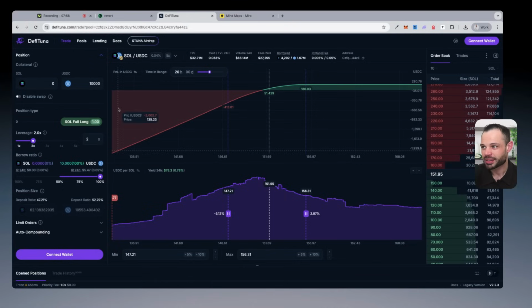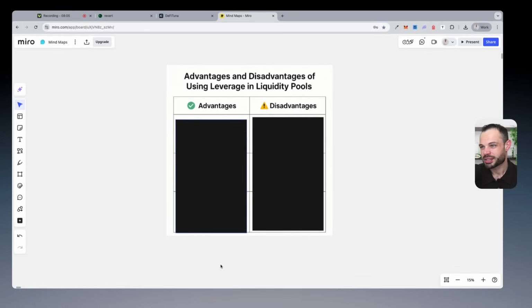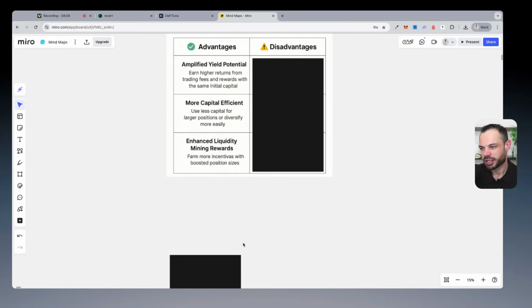Okay, so they're the main advantages. Of course, more capital efficiency and amplified yield potential are the two most obvious claims, but there are inherent disadvantages here. So let's make sure we understand those as well.